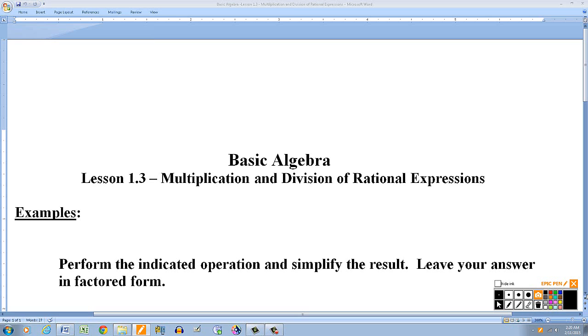In the last lesson, we went over simplifying rational expressions, and basically the procedure was to factor the numerator, factor the denominator, and then divide out like factors. So you wanted your final answer to have no factors common to the numerator and the denominator. Thus, the expression was in simplest form, or reduced to lowest terms, if you want to say that. In this lesson, we're going to look at multiplication and division of rational expressions. The procedure is very similar to what we did in the last lesson.